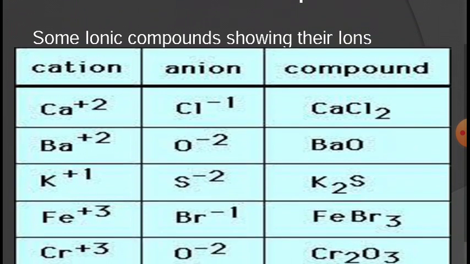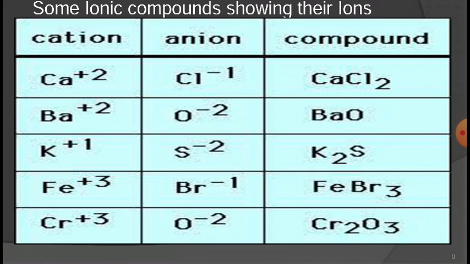Here are some examples for you. These are all ionic compounds. The first one is calcium chloride. You can see that calcium chloride is made up of two types of ions. One is the calcium ion having a positive charge, also called the cation, and the second is the chloride ion having a negative charge, also called the anion. From this compound we can understand the types of atoms, the number of atoms and the charges on the atoms present in that particular compound.